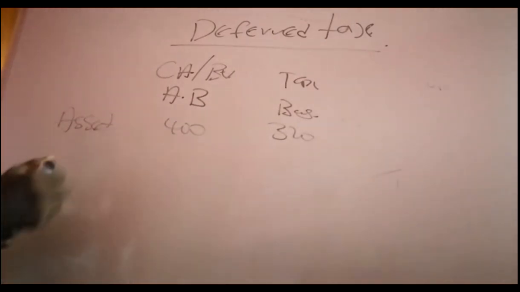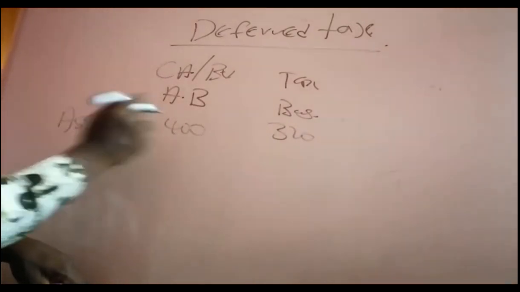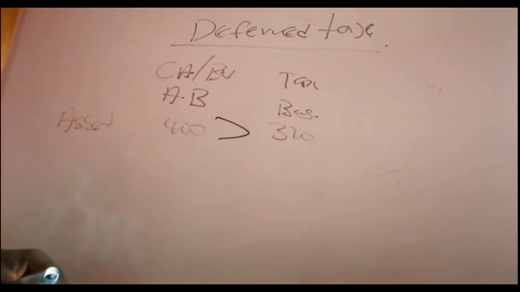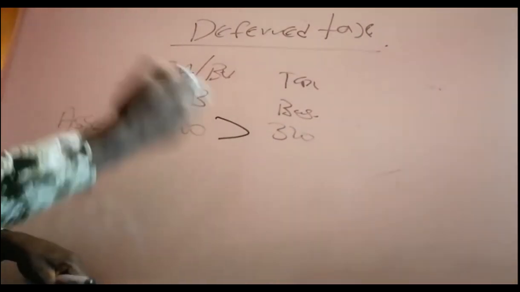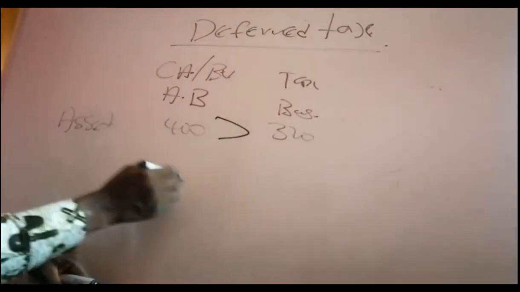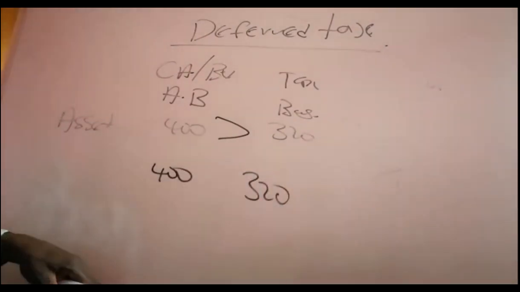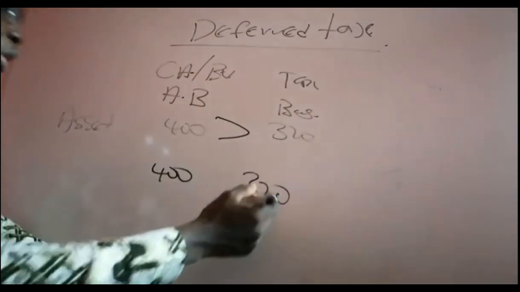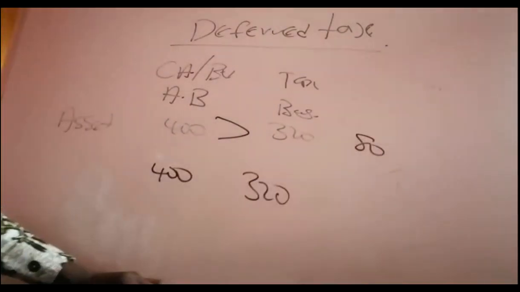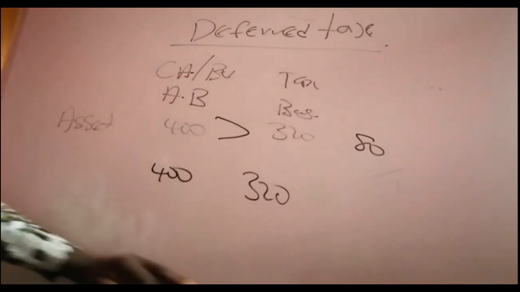Now, if it's an asset and the accounting base, or the book value, is greater than the tax base, in your books you are stating it at 400. The tax man says, no way, you have 320. So you are overvaluing your asset. Therefore, less has been subtracted for tax purposes, so more will be taxed in future. Now the issue is this: it will create a difference of 80. It's a temporal difference, but we call it a taxable temporal difference.